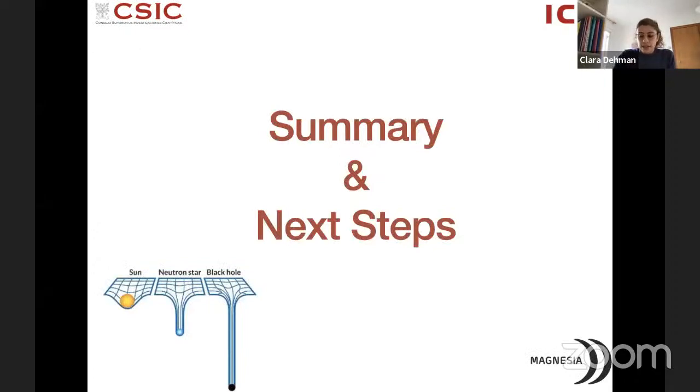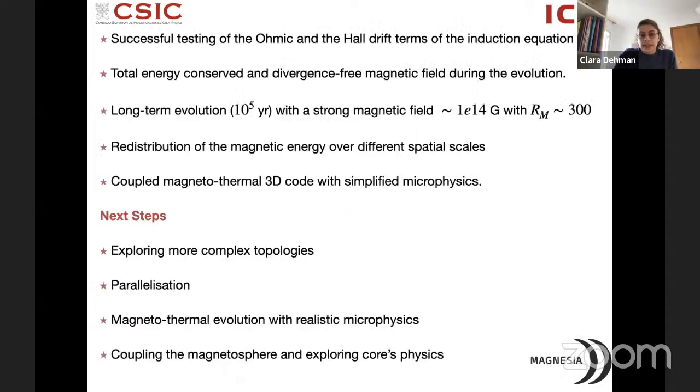Now we can summarize and check what the next steps are, since this work is still in progress. So we have successfully, I think, tested both the ohmic and Hall terms of our induction equation. We also saw that our code conserved the total energy in the system. Our algorithm also preserved the divergence-free condition of the magnetic field. So if we start with a magnetic field that's divergence free, our code is not making the magnetic field non-divergence free. We followed a long-term simulation up to 10^5 years with a strong magnetic field of the order of 10^14 Gauss.